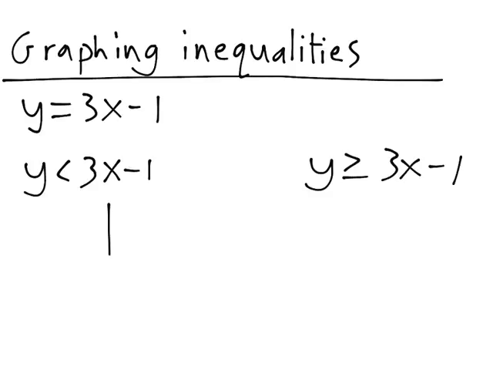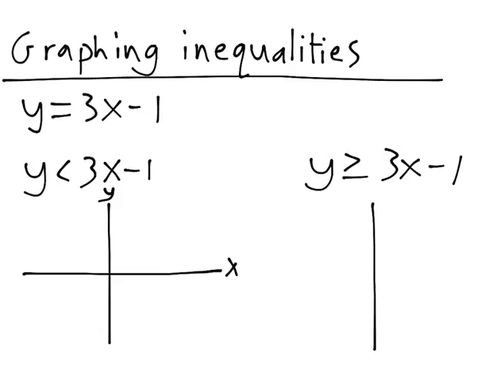The first step to graphing an inequality is to identify the boundary. The bounding line for both of these inequalities is going to be y is equal to 3x minus 1. Let's start on the right side by graphing the bounding line. Since the slope is 3 and the y-intercept is minus 1, it should look something like this.